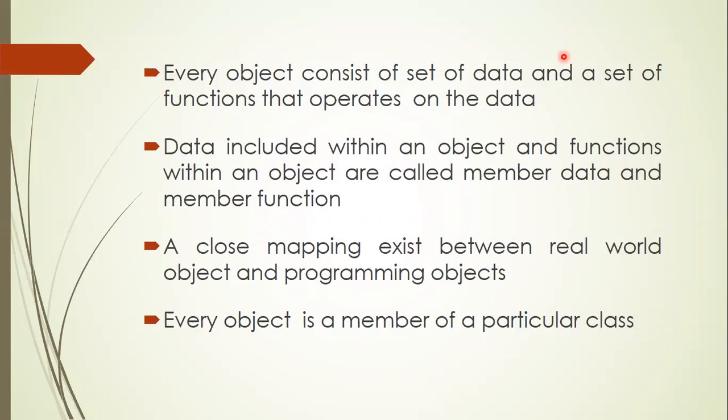The main difference between procedure-oriented programming and object-oriented programming is that in procedure-oriented programming, there is no one-to-one mapping of a real-world object with an equivalent function. But in object-oriented programming, every real-world object or item has an analogy with an equivalent object in object-oriented programming. And every object belongs to a particular class.